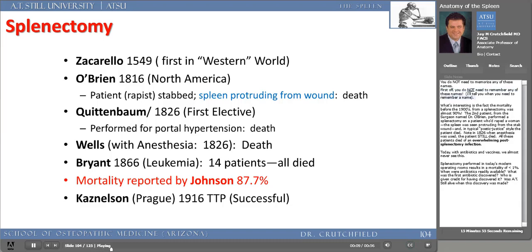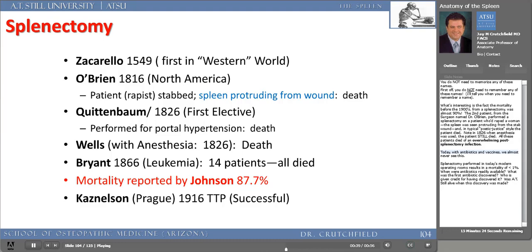What's interesting is the fact that the mortality before the 1900s from a splenectomy was almost 90%. The second patient, from the surgeon O'Brien, performed a splenectomy on a patient who had raped a woman. The spleen was seen protruding from the wound. In typical poetic justice style, the patient died. Notice that in 1826, when anesthesia was used, the patient still died.